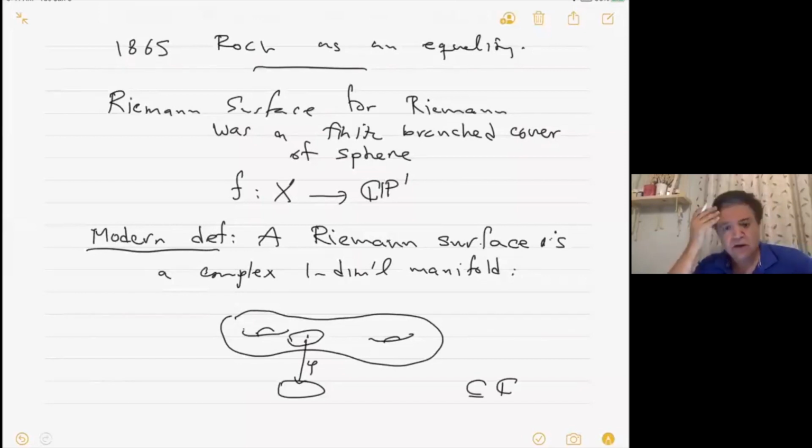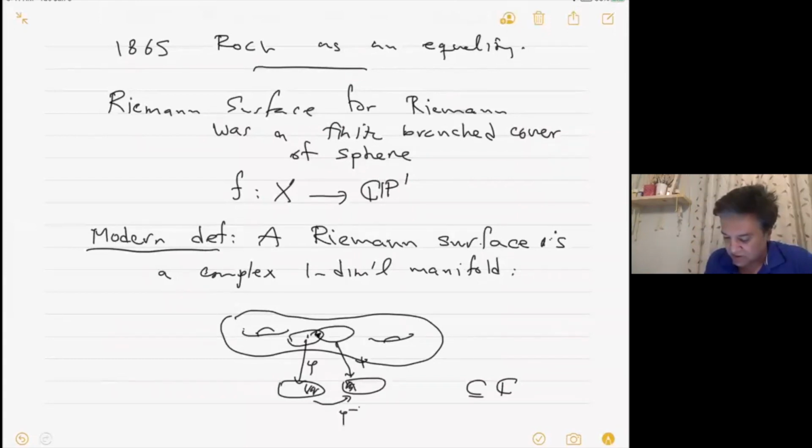And these charts need to be compatible in the following fashion. If you have two such open charts and they intersect in a place like this one, you have two different ways of giving coordinates to these charts, phi and psi. And then you have a change of coordinates. So you have a map from here to here by phi inverse composed with psi. And we require this map to be holomorphic. If this condition is satisfied, we say we have a one-dimensional complex manifold.